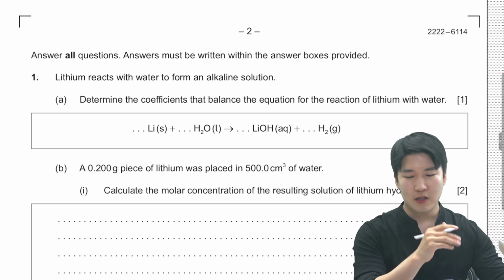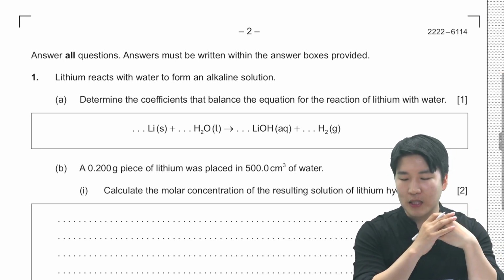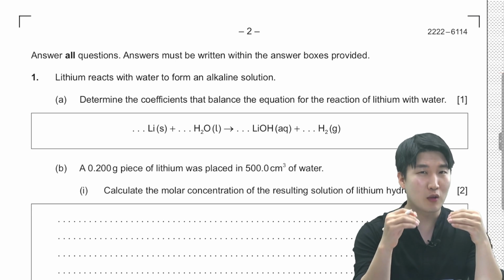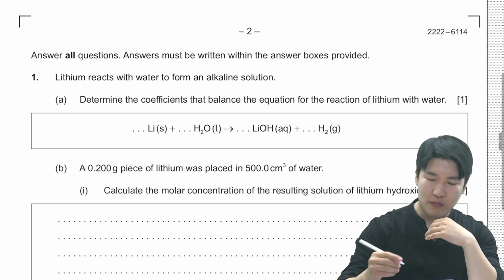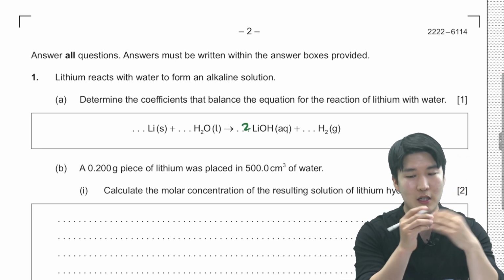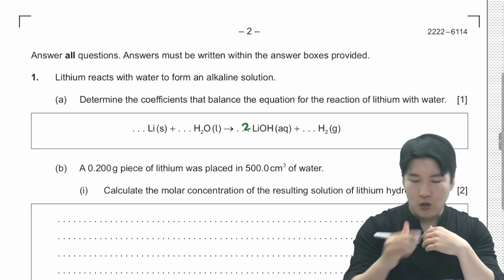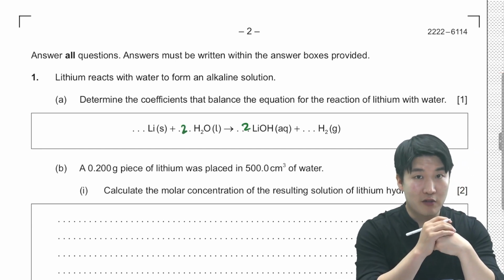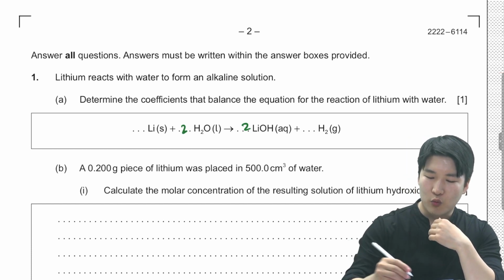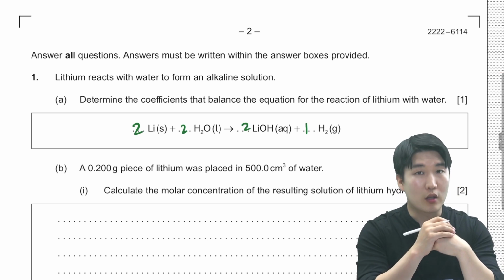Starting off with the balancing equation, where we have lithium becoming lithium hydroxide by dissolving in water. Simple balancing equation. We're going to start off with 2 lithium hydroxide to make sure that we've got 2 water. We can have 2 water on the reactant side, meaning that we will need to supply 2 lithium and we'll end up with 1 hydrogen.